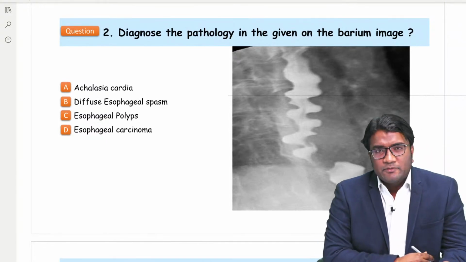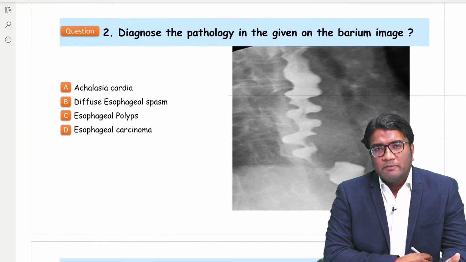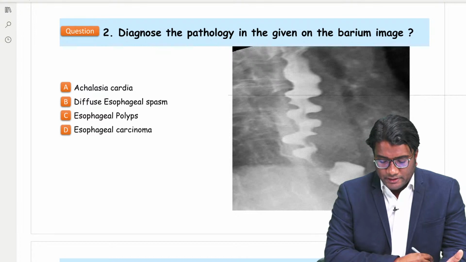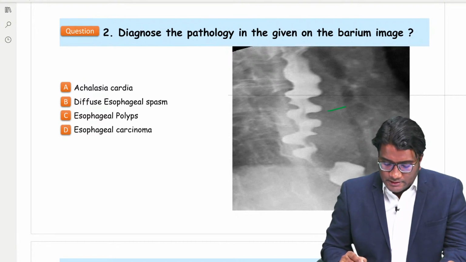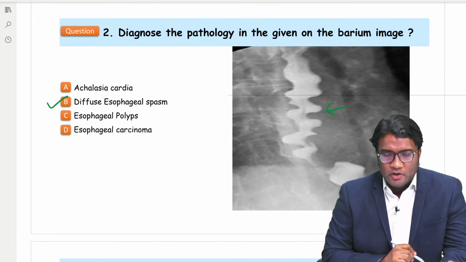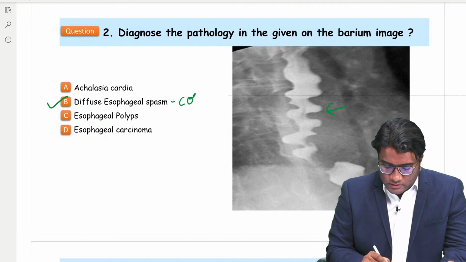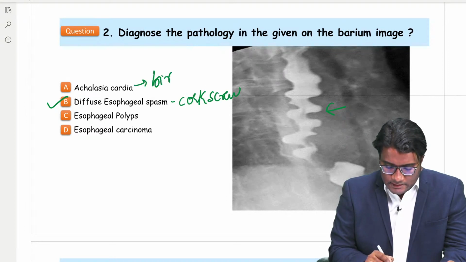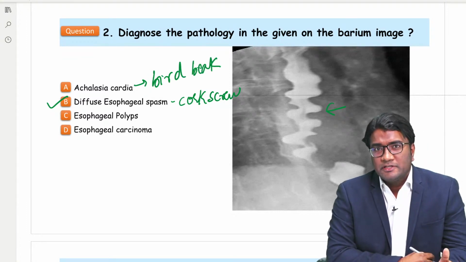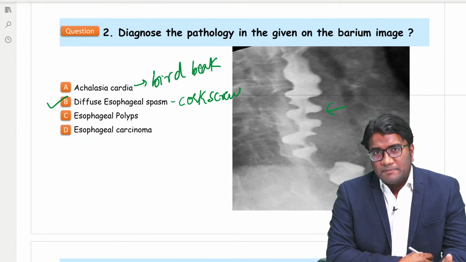This is a very standard question. Identify the pathology on the given barium study. I hope all of you have got it correct. So this was a diffuse esophageal spasm. What is this? This is the classic corkscrew appearance. We all know this thing. We have a bird beak appearance in achalasia cardia, right? And if it was nutcracker esophagus, the barium studies generally appear normal. Whereas in diffuse esophageal spasm, you have this corkscrew appearance of the esophagus.